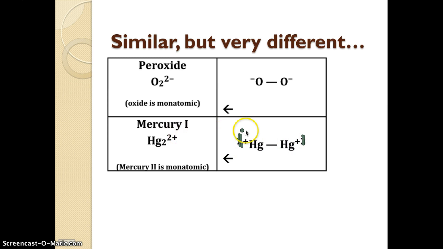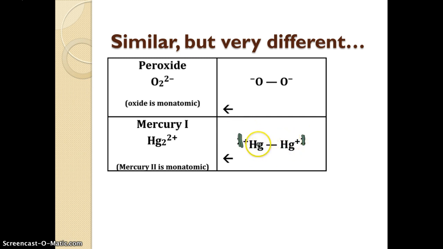So here's the deal. This is mercury that's lost 1 electron. This is mercury that's lost 1 electron. And they don't like to be alone. So kind of like those diatomic molecules, they are going to be attracted to each other and they're going to bond to each other for stability.